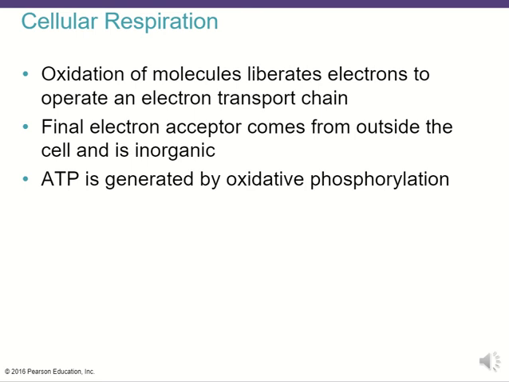Cellular respiration is essentially oxidation of molecules that liberates electrons to then go down the electron transport chain. The final electron acceptor comes from outside of the cell and is usually some inorganic substance. ATP is generated by this oxidative phosphorylation.